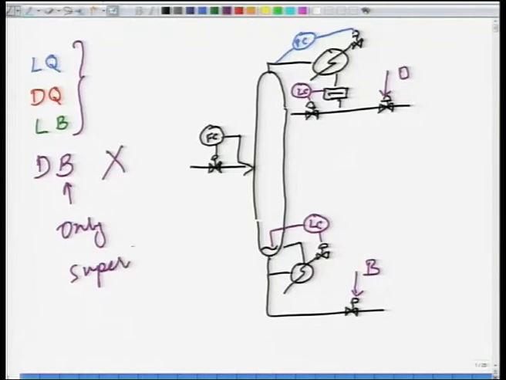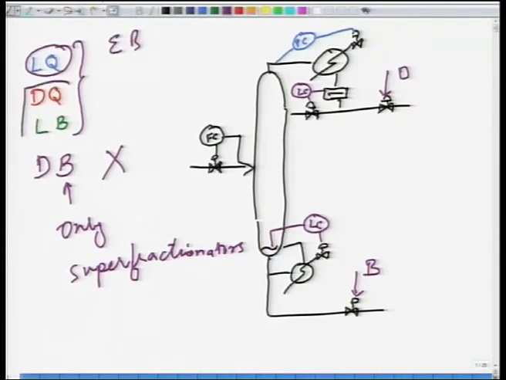And what are super fractionators? Super fractionators are long columns that separate close boiling components. LQ is the most natural control structure and it is called an energy balance structure. These other two structures are called material balance structures because by directly adjusting the distillate or the bottoms rate, you are altering the material balance around the column. Okay. And so on and so forth.